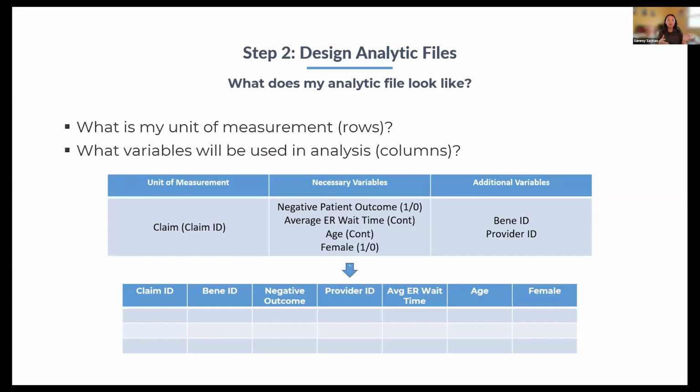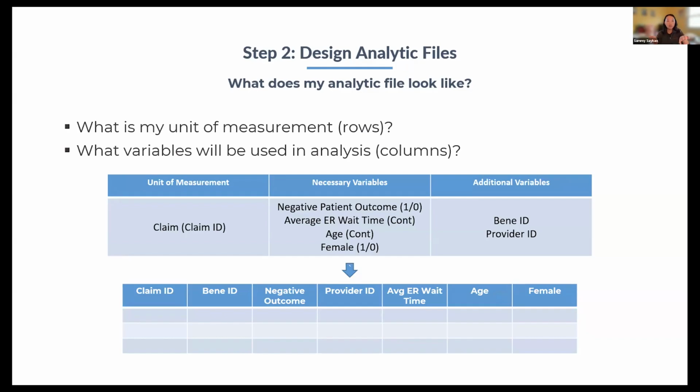So we have an idea what we want our final product to be. The next step is to think, what does the analytic file have to look like so that we can create what we deemed as our final product, right? Some questions you can ask yourself are, what is my row going to be, right? What is your unit of measurement? And what variables do I have to use in analysis? So those would be your columns.